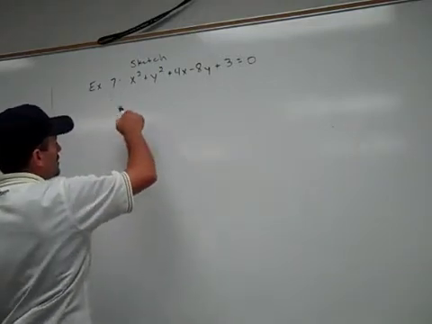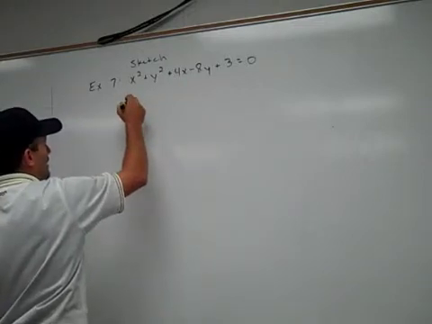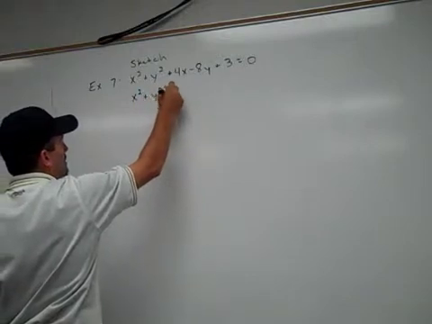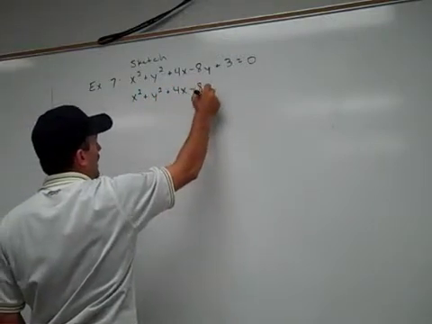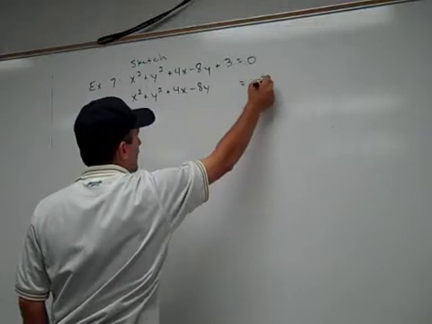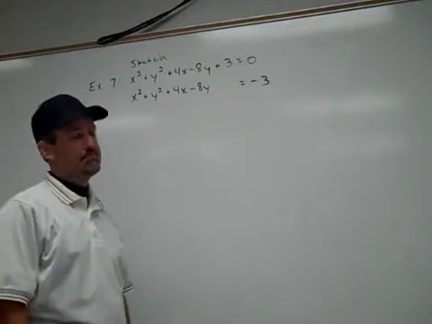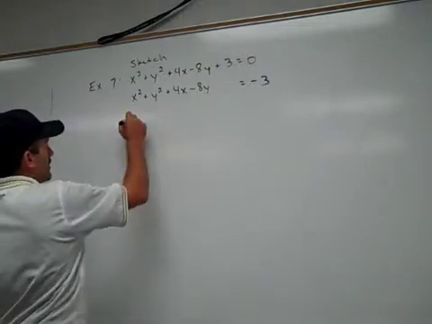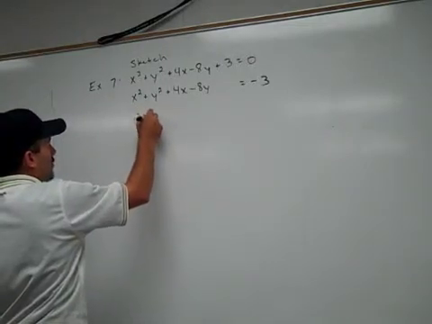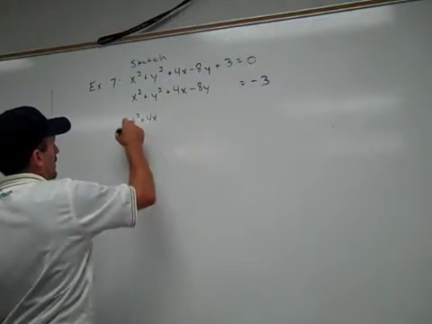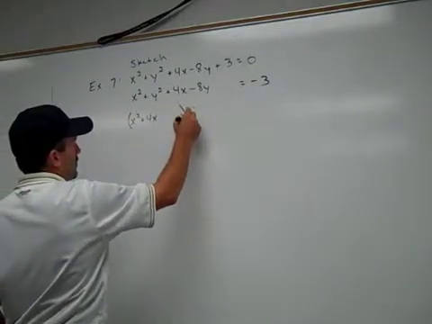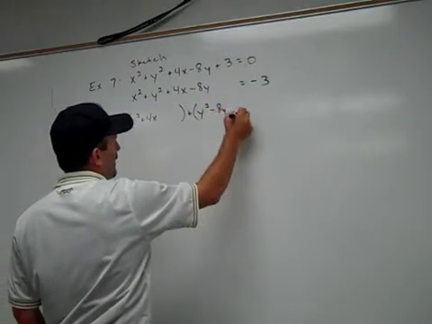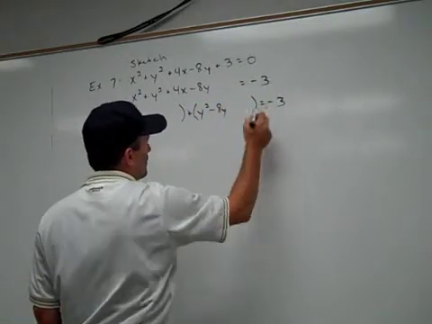But the first thing we're going to do, just like in completing the square, is get rid of that constant term. So we're going to have x squared plus y squared plus 4x minus 8y equals negative 3. We're just going to move that over to the other side. Then we want to group the x stuff together: x squared plus 4x, in parentheses here, plus the y stuff: y squared minus 8y, and we know that that still equals negative 3.